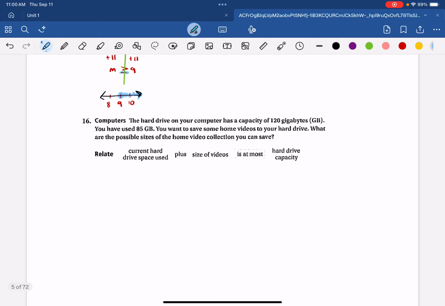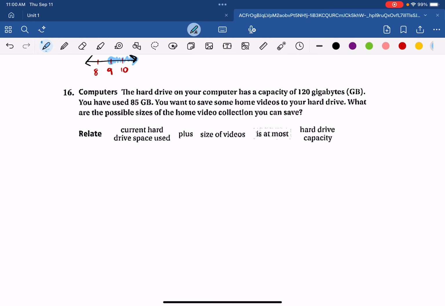All right, this will be our last one. So it's a word problem, and it's not much different than what we've seen before, you'll notice. There's one slight change. Okay, so it says the hard drive on your computer has a capacity of 120 gigabytes. You have used 85 gigabytes. You want to save some home videos on your hard drive. What are the possible sizes of the home video collections you can save?